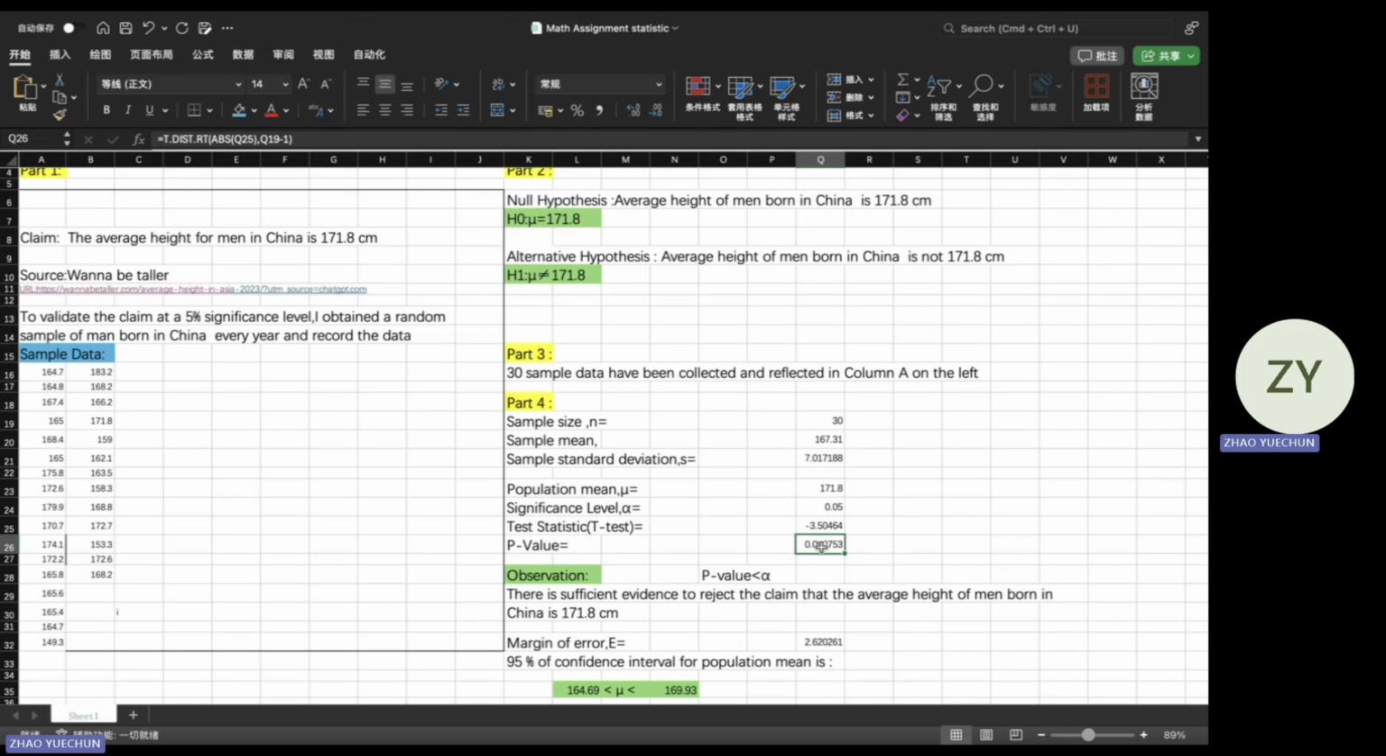From the observation, the p-value is less than the significance level. So we can conclude that there is sufficient evidence to reject the claim that the average height of men born in China is 171.8 centimeters.